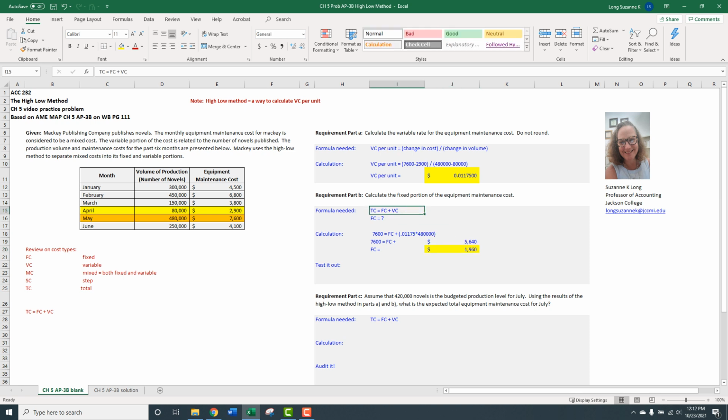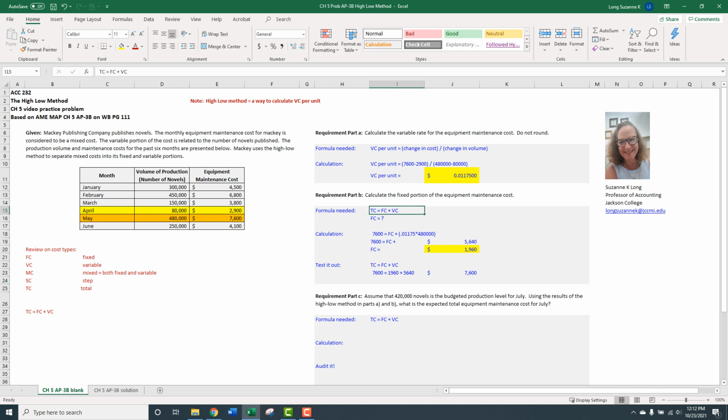Now I said test it out. Let's test it out. I'm saying that 7,600 is made up of fixed cost 1960 and variable of 5640. Does that actually work? 1960 plus 5640, does that equal 7,600? Yes. So I'm adding this little check: did that really do what I wanted it to do? Yeah, I'm good. This is kind of like going backwards, going back through it down here.